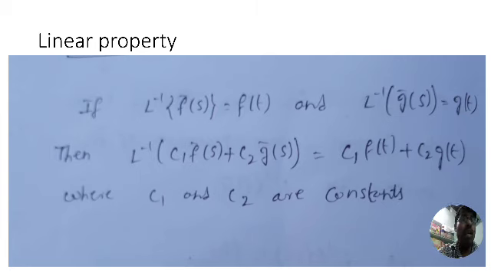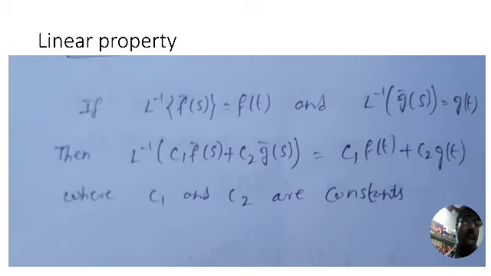Nothing else. Now see, L inverse of f bar of s is f of t, and L inverse of g bar of s is g of t. Then L inverse of c1 into f bar of s plus c2 into g bar of s is c1 into f of t plus c2 into g of t. So as you learned in Laplace transforms, the linear property says, whenever a function is multiplied by a constant, we can take that constant outside of the inverse Laplace transform.